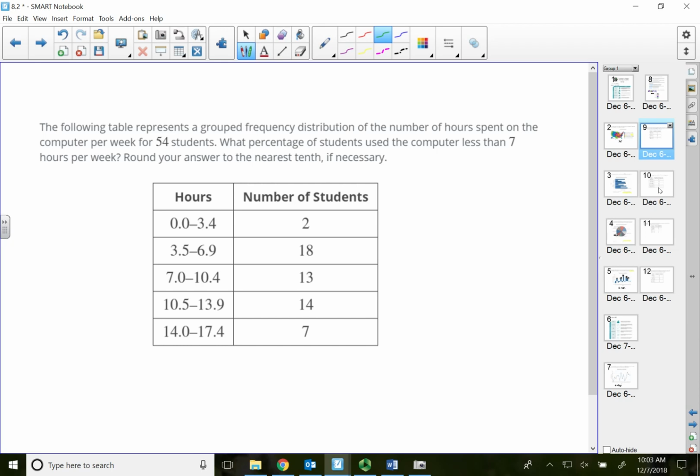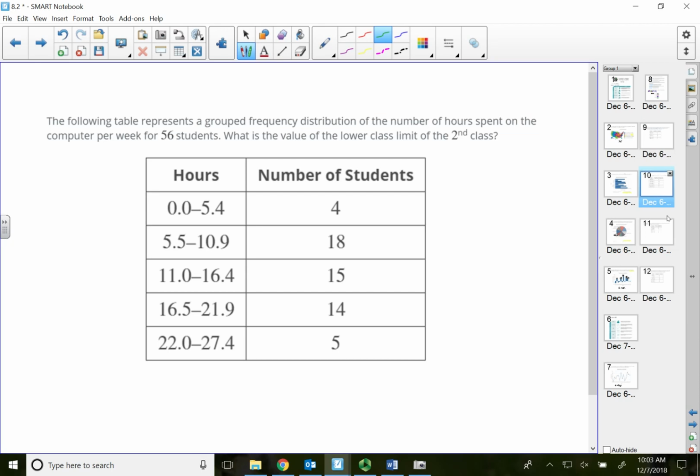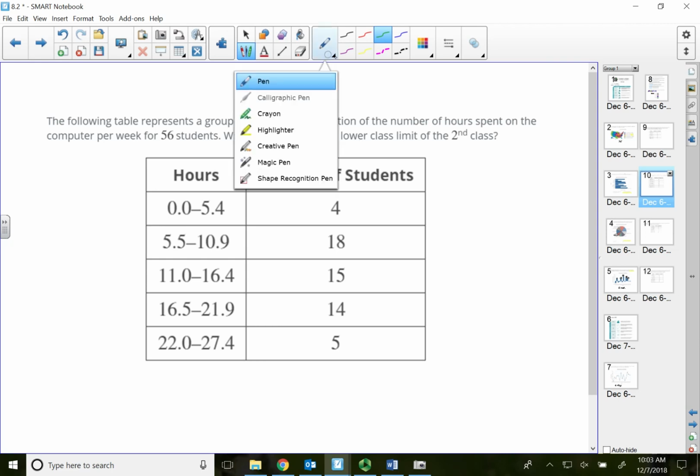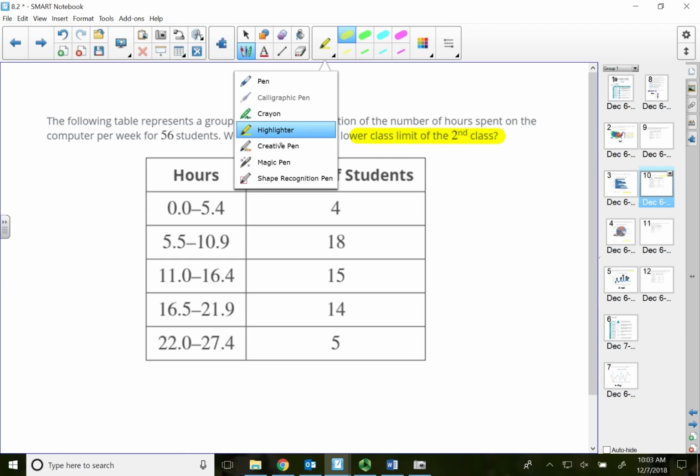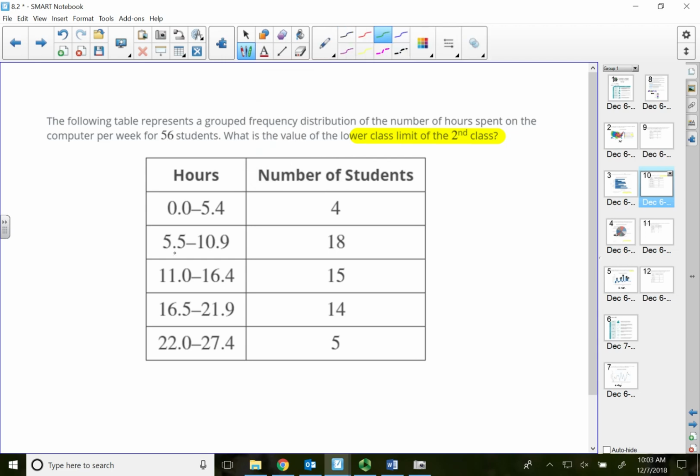So let's just go to this one real quick. The following table represents a grouped frequency distribution of the number of hours spent on the computer per week for 56 students. What is the value of the lower class limit of the second class? So we go to the second class, which is 5.5 to 10.9. The lower class limit will be 5.5. That's what the lower class limit is.